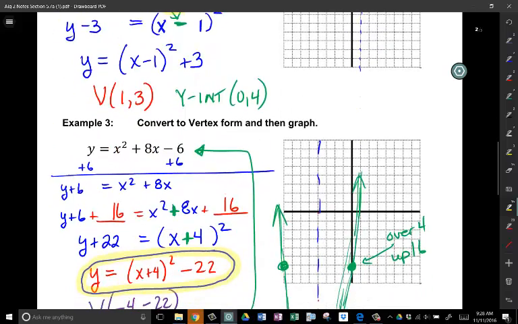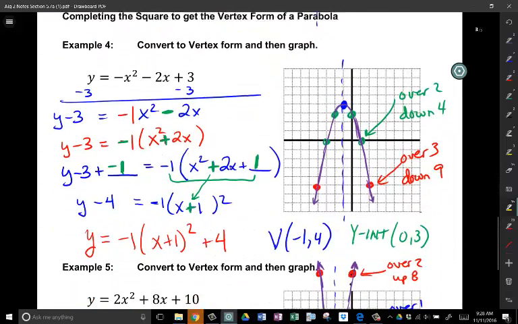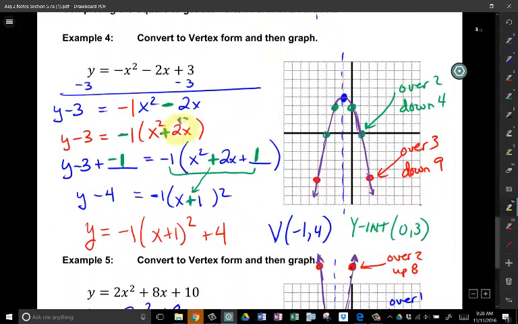Okay, let's go to the next one. Linear term is 8. What's half of 8? Square it. Okay. Let's go to the next one. Linear term is 2x, half of 2x. Don't you take the linear term from the original? No, you take it from right here. What's inside the parentheses? So half of the 2x is 1. Squared is 1.